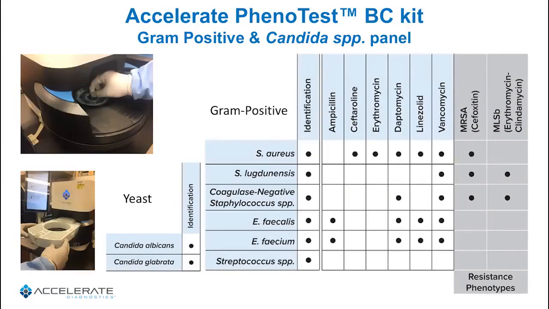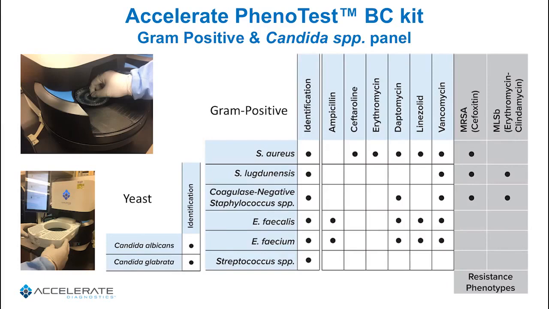This is where the cartridge is put into the testing module. The cartridge contains the blood sample and is put into the instrument. There's one cartridge for all testing. Whether you have a gram-positive or gram-negative isolate, it goes into the same cartridge and is put into the instrument.